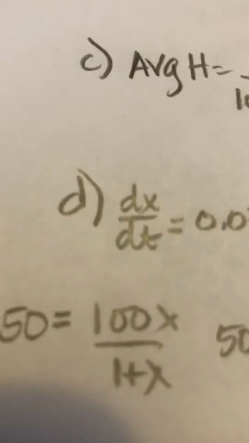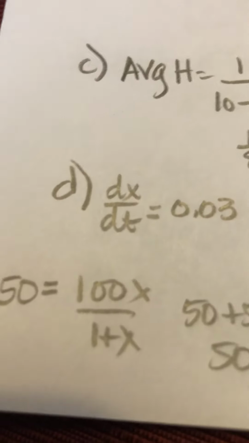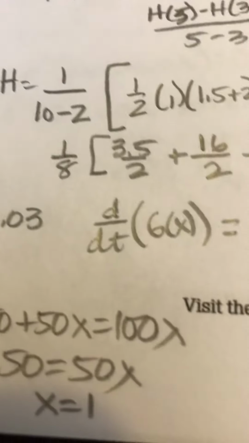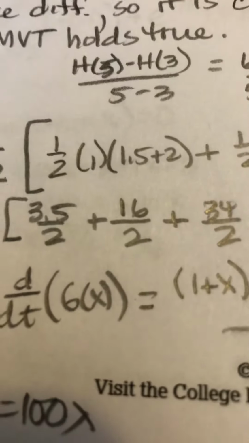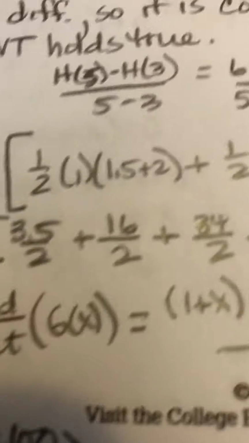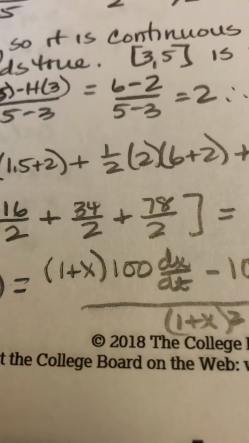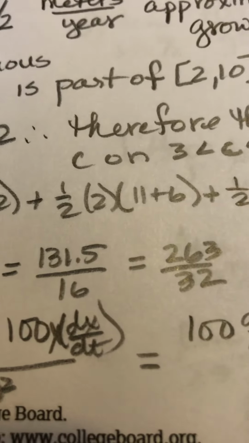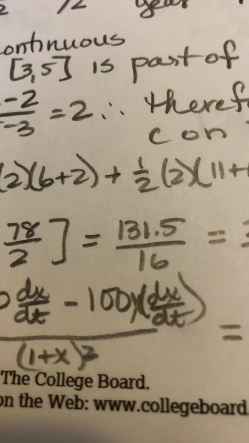So if the tree is 50 meters tall, first thing we have to find out is when g is 50, what's x? So we solve for x and we get x equals 1. So now we do our derivative with respect to time, related rates, okay? d dx of g of x equals, we're going to have to use a quotient rule. 1 plus x times 100 dx dt minus 100x times the derivative of 1 plus x, which is dx dt, all over 1 plus x squared.